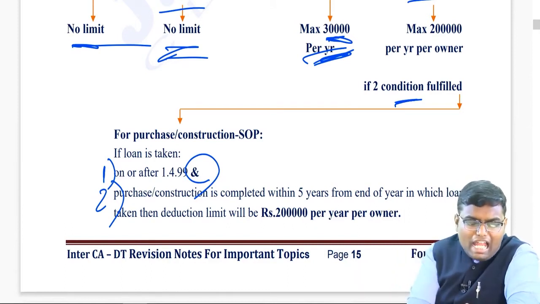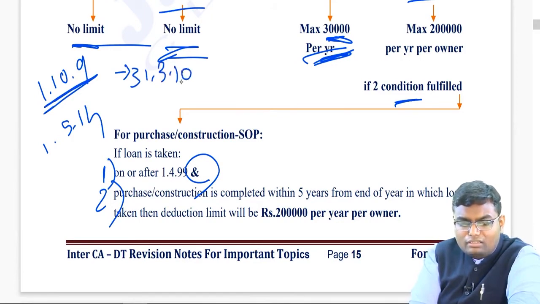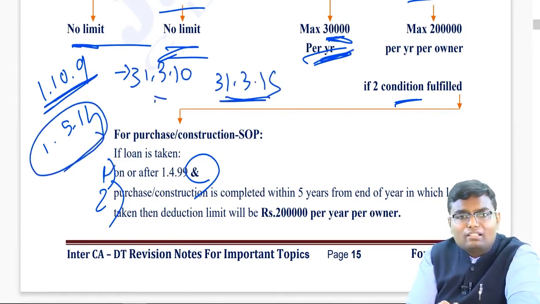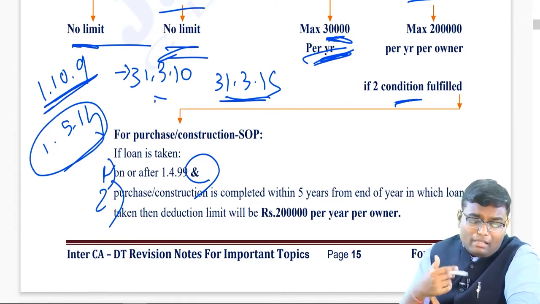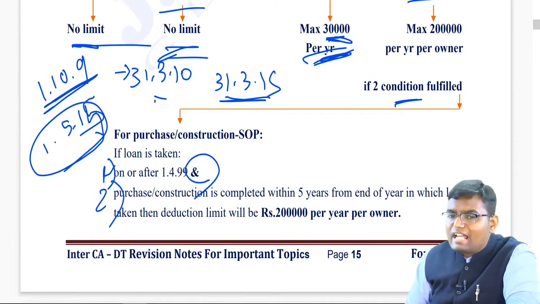For example, I have taken a loan on 1st October 2009, I have purchased the house on 1st May 2014. See, what is the ending of this year, 1st October 2009, 31st March 2010. What are the 5 years from this date, 31st March 2015. Can I say I have purchased the house prior to this date? Bingo, I will get the deduction per year rupees 2 lakh for the loan. But if I would have purchased the house on 1st May 2015, then it is after 5 years, I would get the deduction only of 30,000.